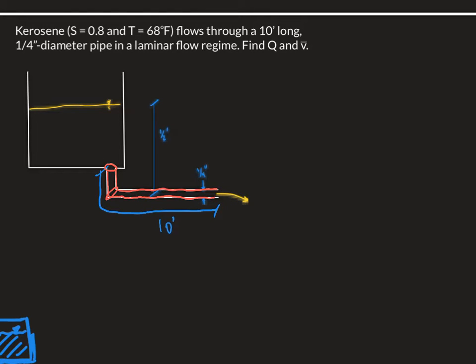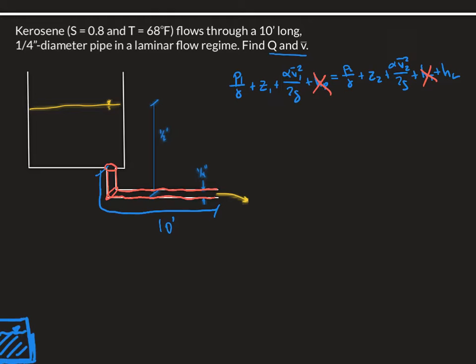In order to figure this out, really I need to get at V. So we'll do P1 over gamma plus Z1 plus alpha V1 squared on 2g plus Hp, which, you know, there is no pump, equals P2 on gamma plus Z2 plus alpha V2 squared on 2g plus Ht, there's no turbine, plus the head loss. Okay, so let's get rid of the things that are easy to get rid of. Well, there's no pump in the whole picture. There's no turbine in the whole picture. So those are kind of the easy things.